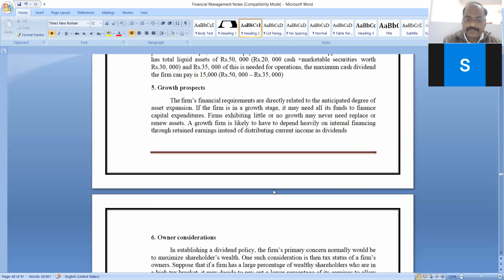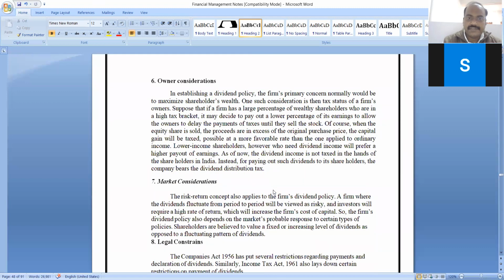And the next one is owner considerations. In establishing a dividend policy, the firm's primary concern normally would be to maximize shareholders' wealth. On such consideration, the tax structure of the firm's owners matters: if the firm has a large percentage of wealthy shareholders who are in a high tax bracket, we have to look into paying out a lower percentage of earnings to allow the owners to delay the payment of taxes until they sell the stock.